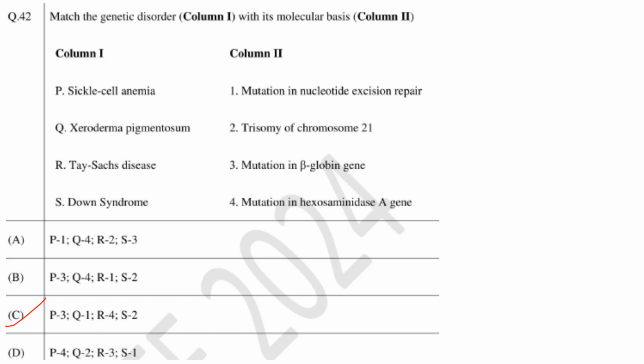We will see. Then Tay-Sachs disease. Tay-Sachs disease is mutation in hexosaminidase A gene, R4. And Down syndrome is trisomy of chromosome number 21. So P3, Q1, R4 and S2 is the answer.